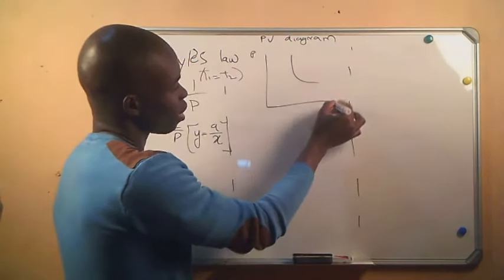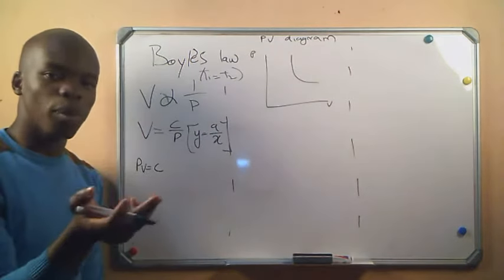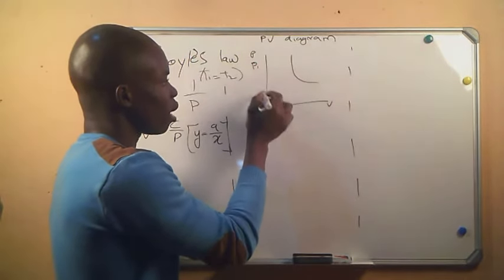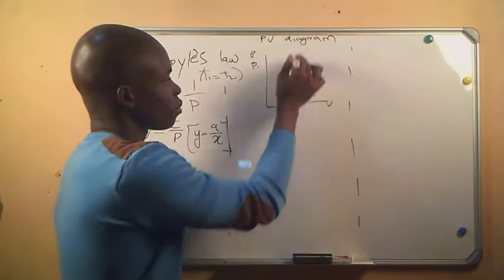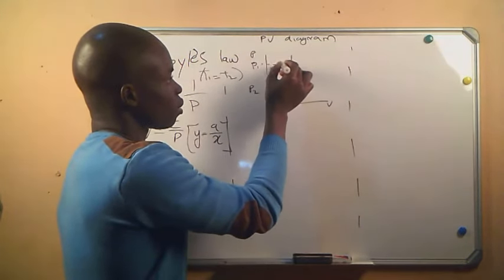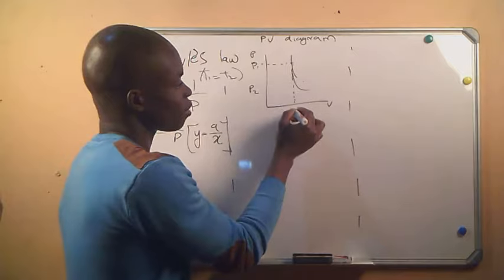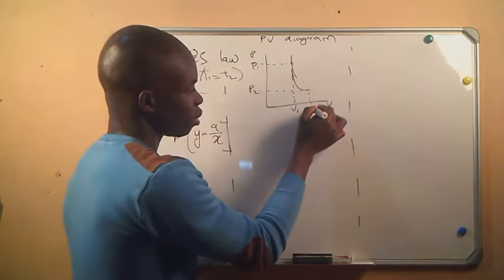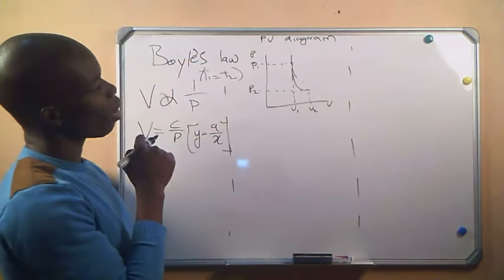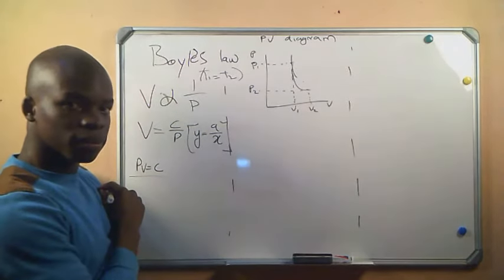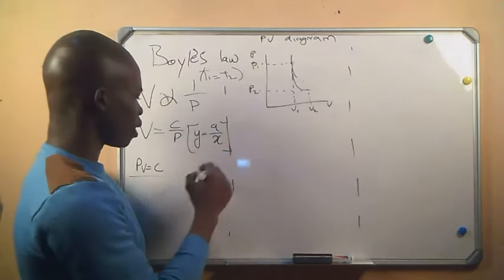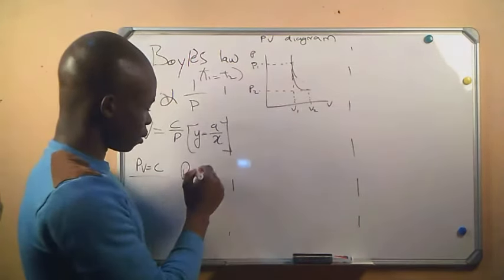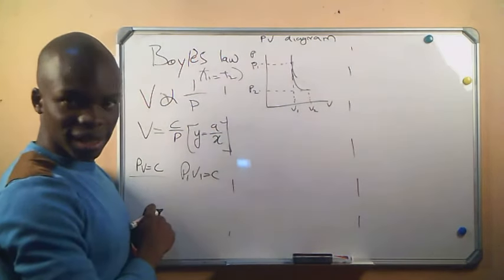We have our P here and our V here. Let's take 2 points on the graph. We have our P1 here and our P2 here. With P1 comes V1, and with P2 comes V2. That is our graph. According to this law, we know that P1 V1 is equal to C.